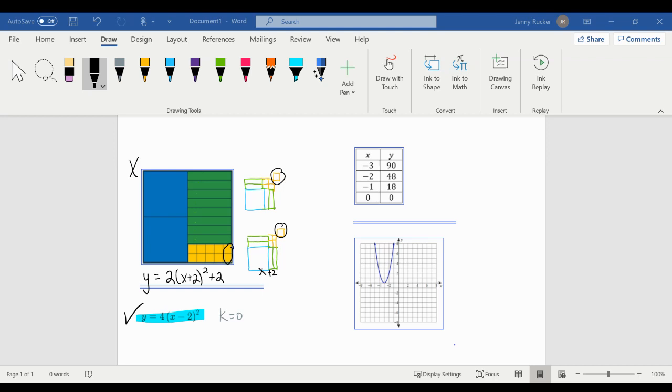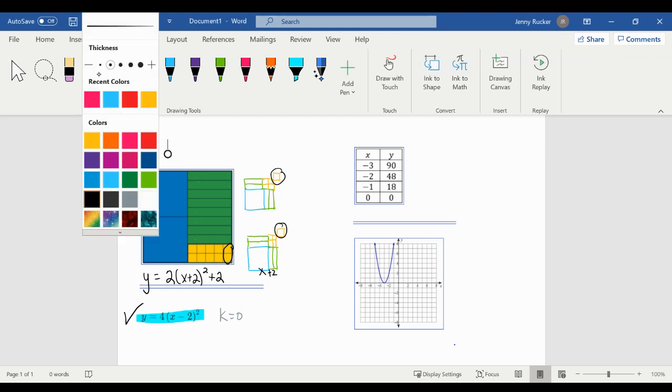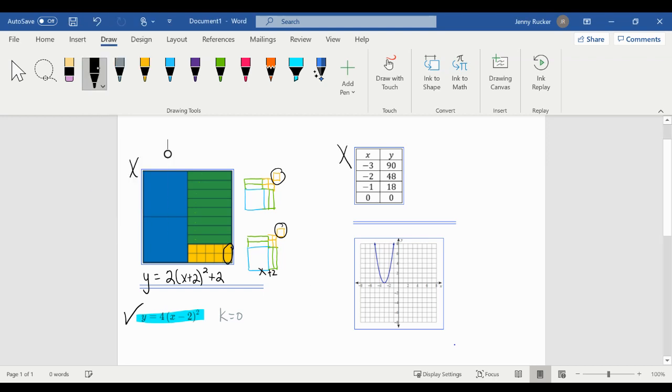So I can look at the graph and see when that vertex is not on the x-axis, it's not a perfect square. So this one is not a perfect square because our vertex is not on the x-axis. And we used Desmos to figure that out, okay?